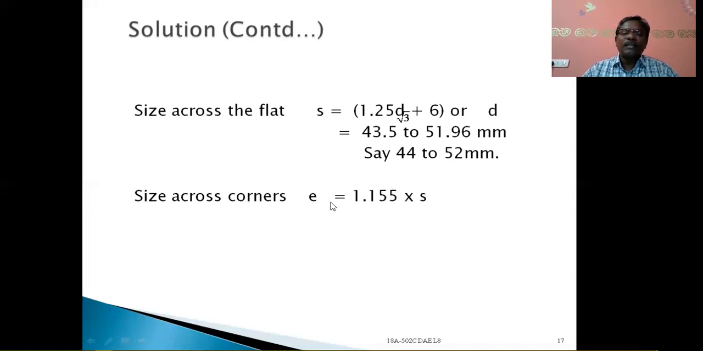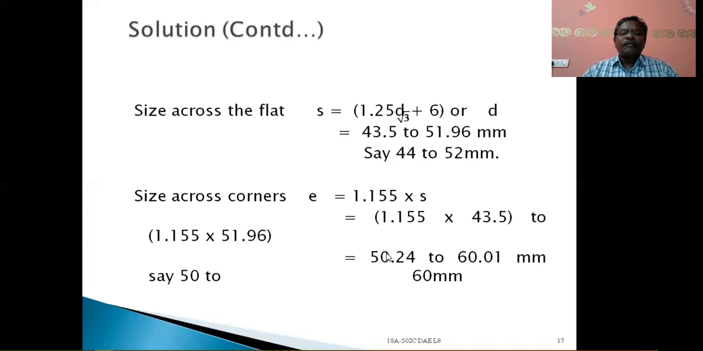Size across corners E is equal to 1.155 of this S value. Okay. So with these calculations, you are going to have either 50.24 to 60.01 mm. So any value you can take among all these values.